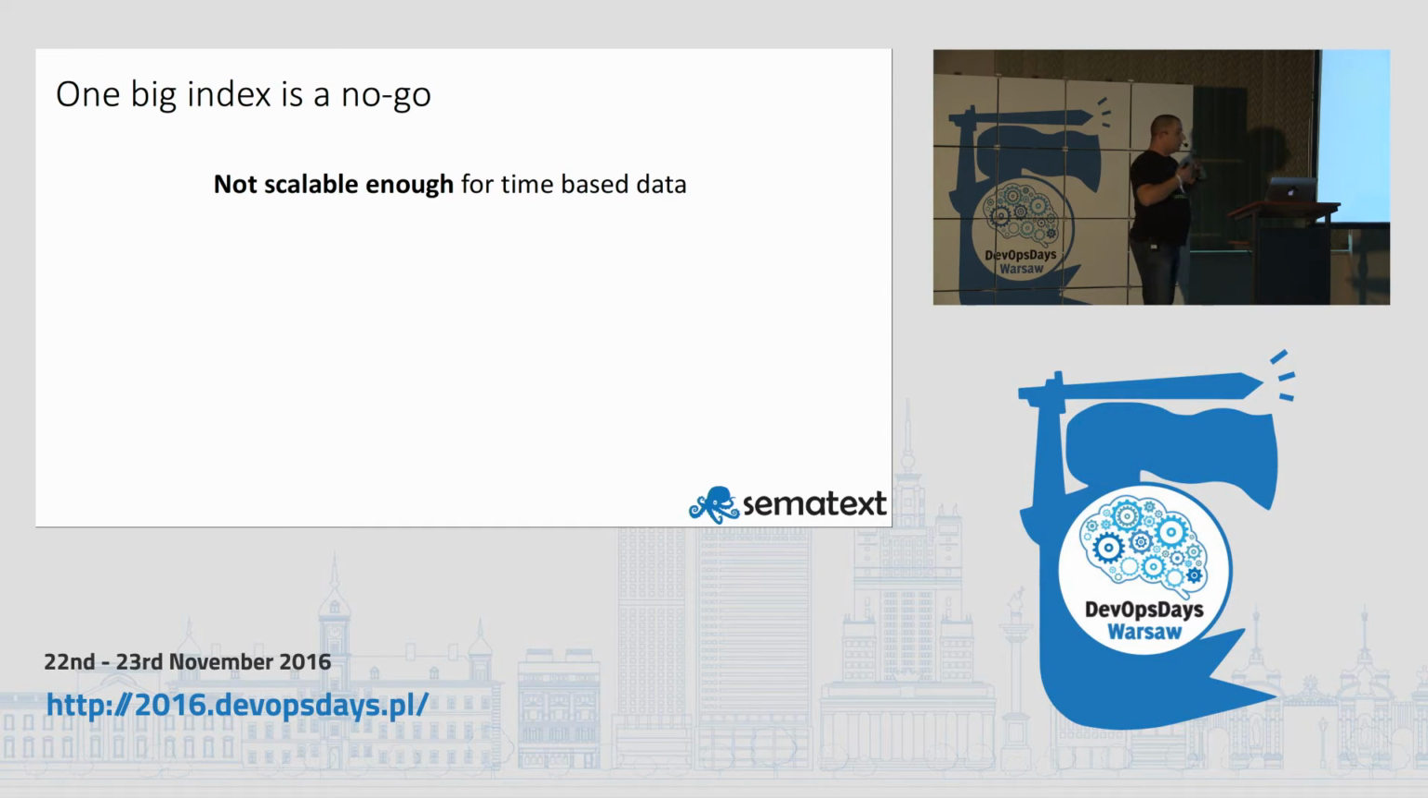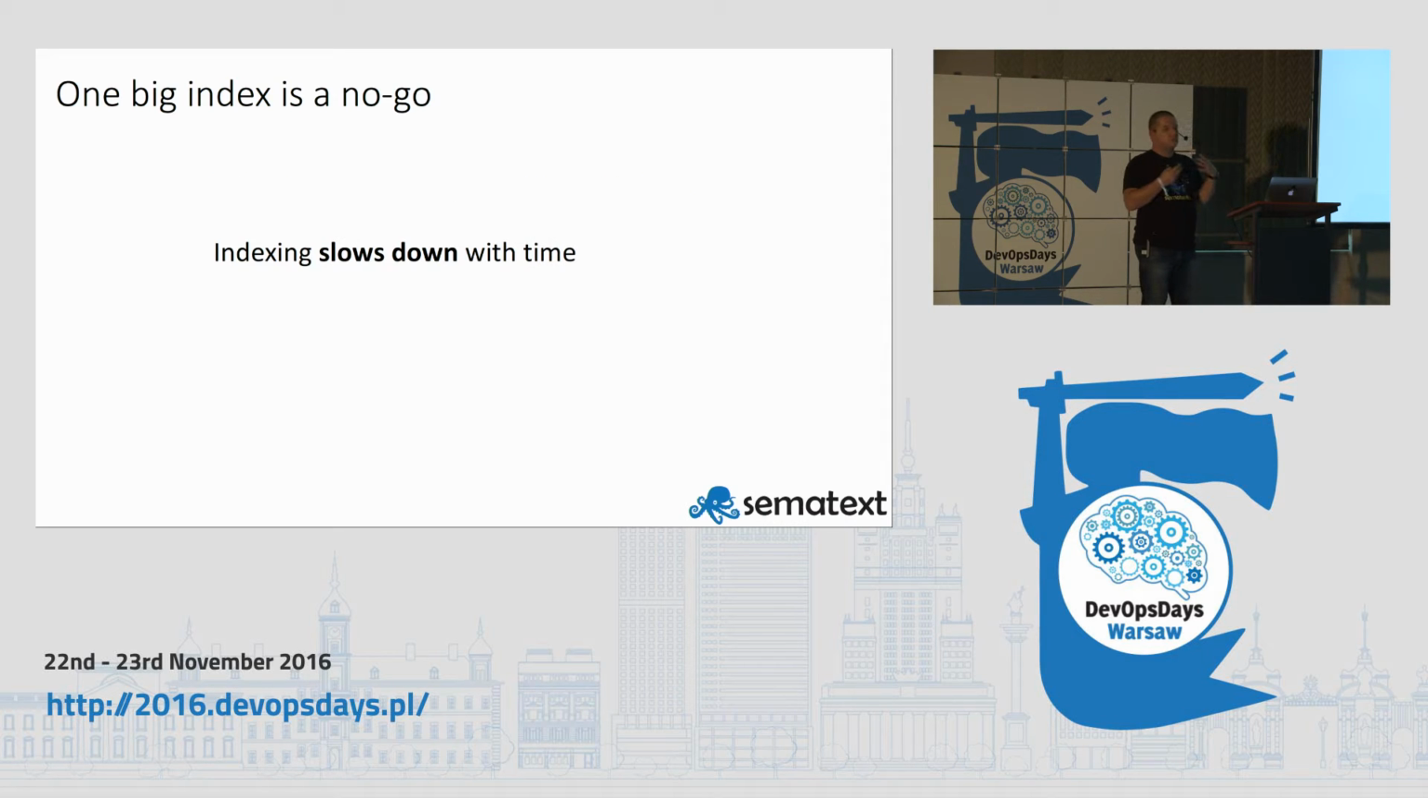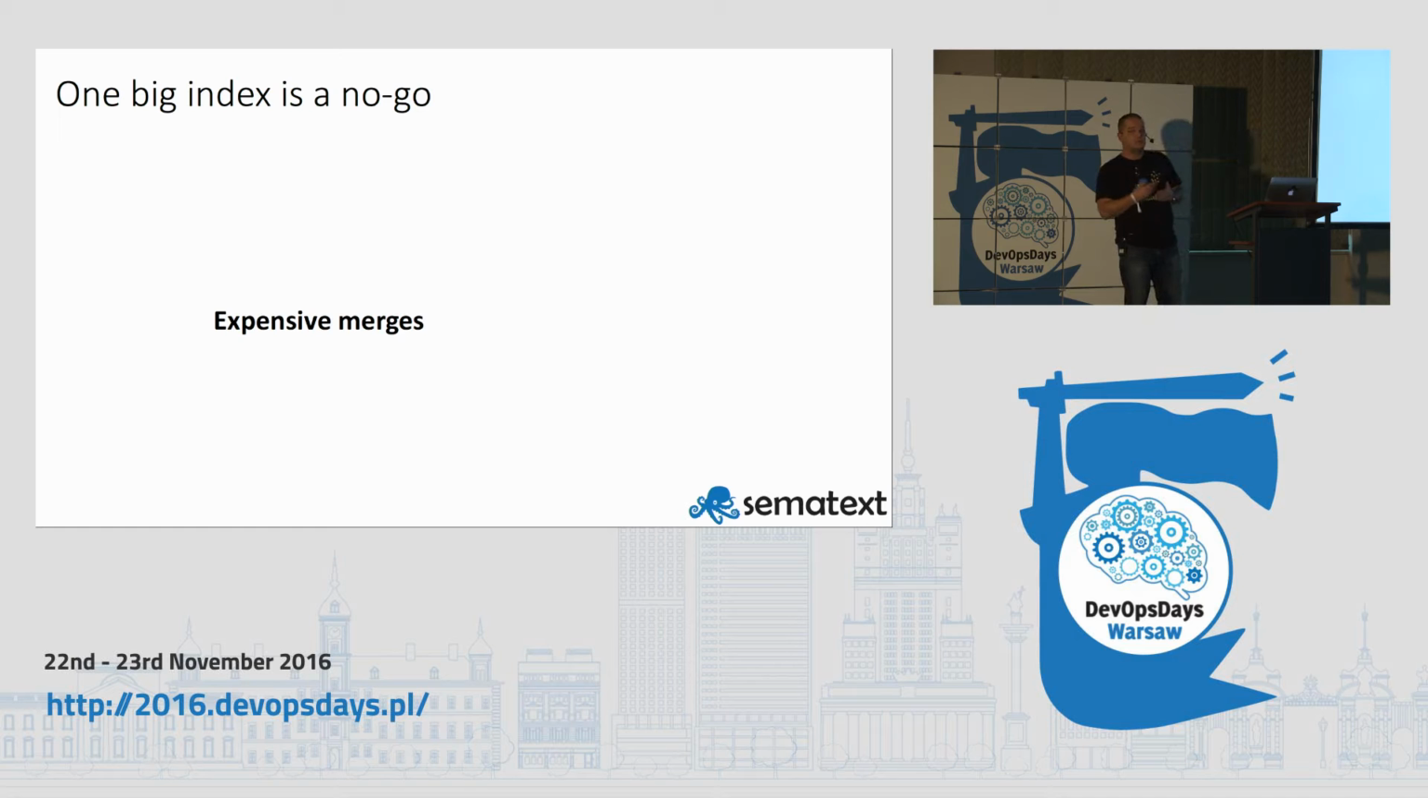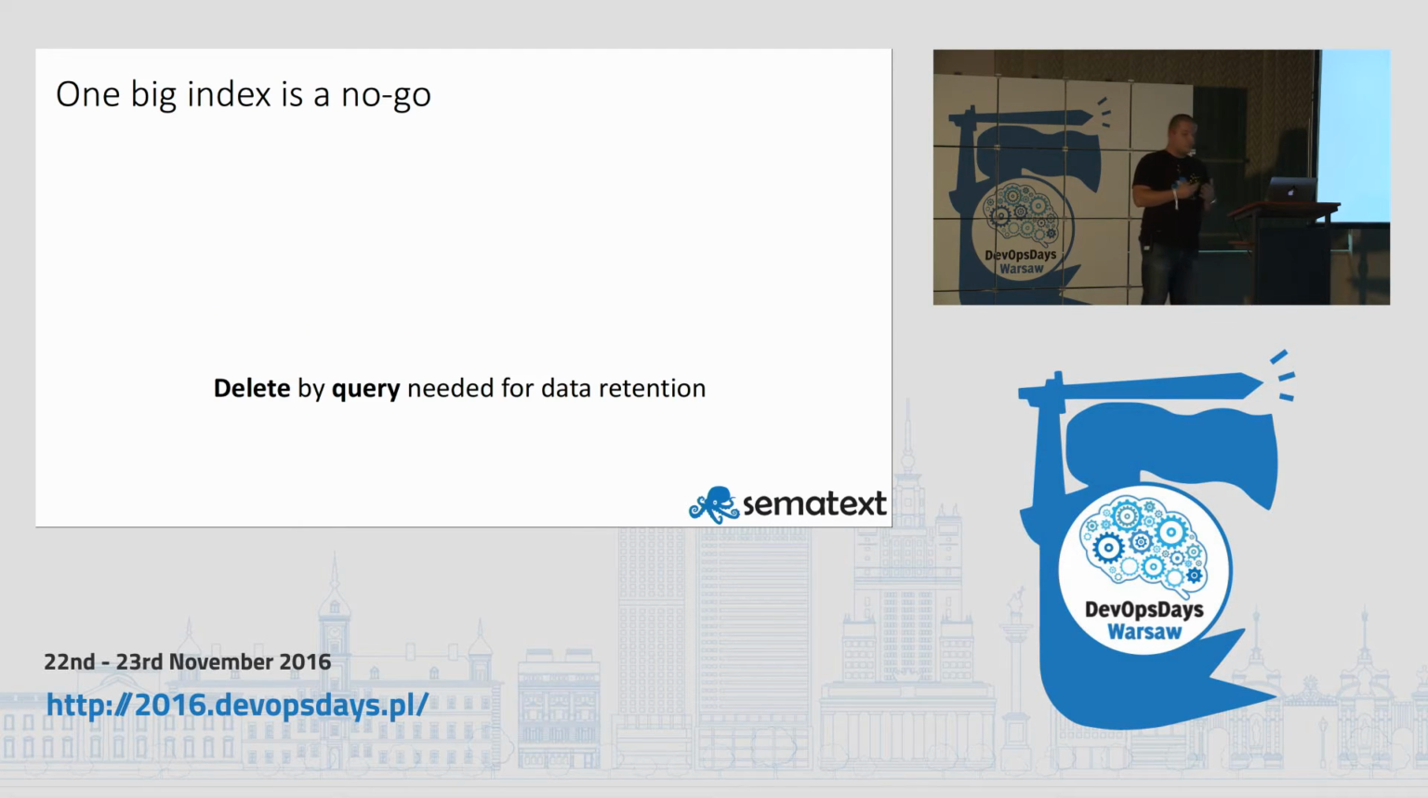So the first thing that comes to mind when we handle Elasticsearch is to create one big index and just put everything into there. But that's a big no-go when it comes to time series data. Why? Because it's not scalable enough to handle a lot of data in a single index. The indexing will slow down with time, to a point where you will not be able to keep up with your data flow, and you'll just start falling behind. In addition to that, you run into expensive merges, which is why the indexing slows down eventually over time.